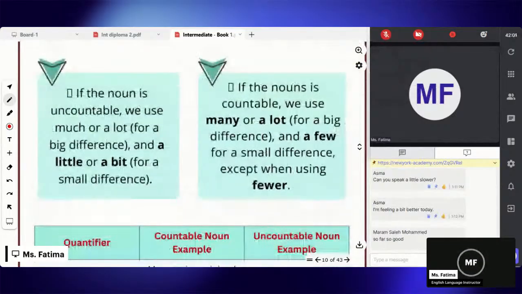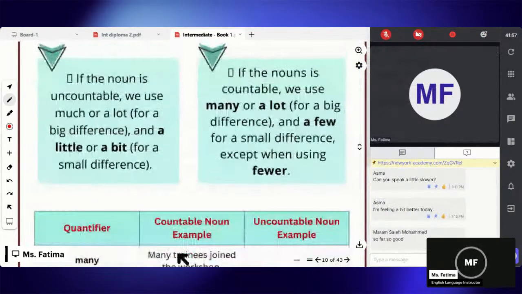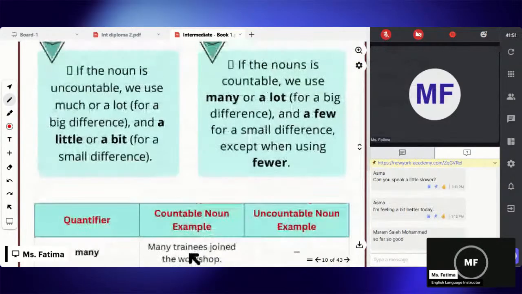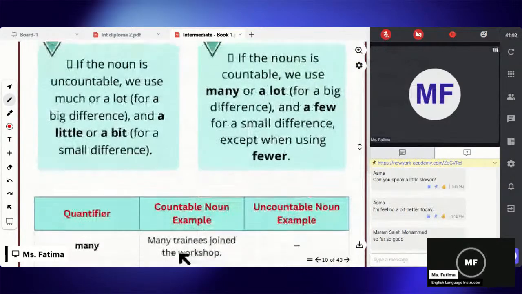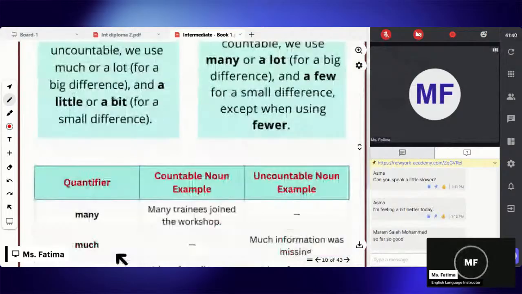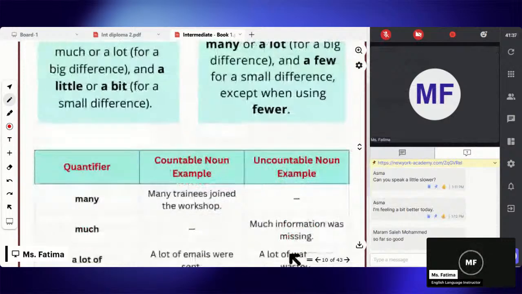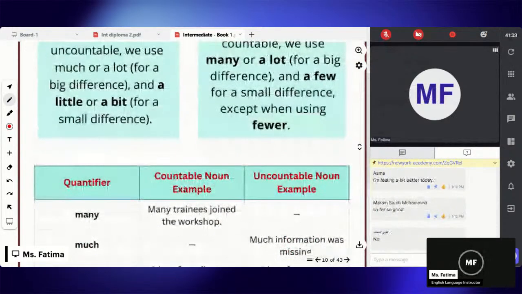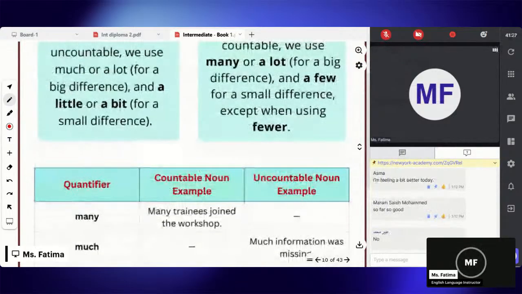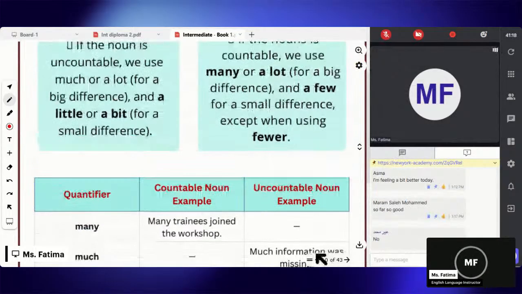Use many with the countable nouns. For example, many trainees joined the workshop. Whereas much is not for countable, but I can use it for the uncountable. Much information was missing. We said previously that information is uncountable. A common mistake is informations, no. There is no such thing as informations. It's only information, because it's uncountable.